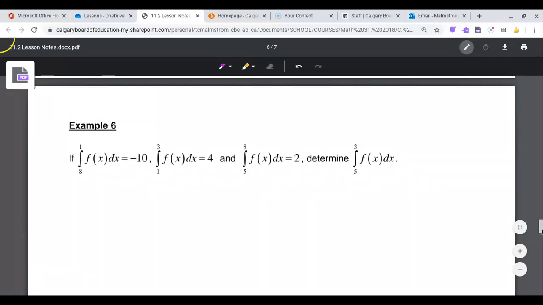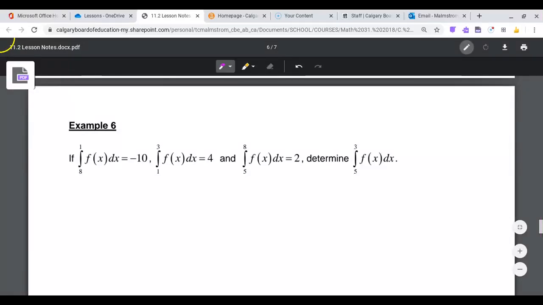So this one tells me if I go from 8 to 1, f of x dx is equal to -10. From 1 to 3 is 4. From 5 to 8 is 2. And so determine the integral from 5 to 3 of f of x dx. So notice how they've kind of flipped some of those numbers around. They're not going from small to big on all of them. And that they've got 4 pieces instead of 3 in the previous question.